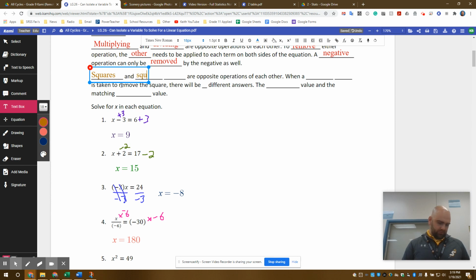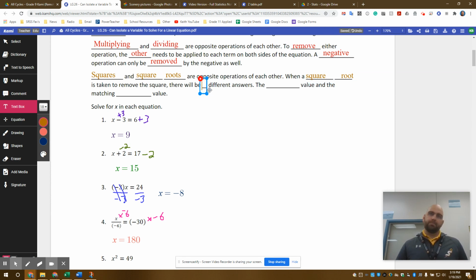Squares and square roots are opposite operations of each other as well. Okay. When a square root is taken to remove the square, we have to remember that there will be two different answers. And this can become tricky a little later on, but there could be two different answers. There will be the positive value and the matching negative value.